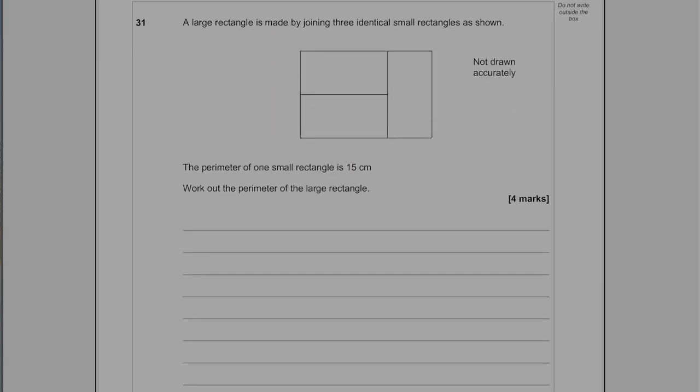Right, question 31. A large rectangle is made by joining three identical smaller rectangles as shown. The perimeter of one of the small rectangles is 15 centimeters. Work out the perimeter of the larger rectangle. So the perimeter of one of the smaller rectangles means these four sides added together.